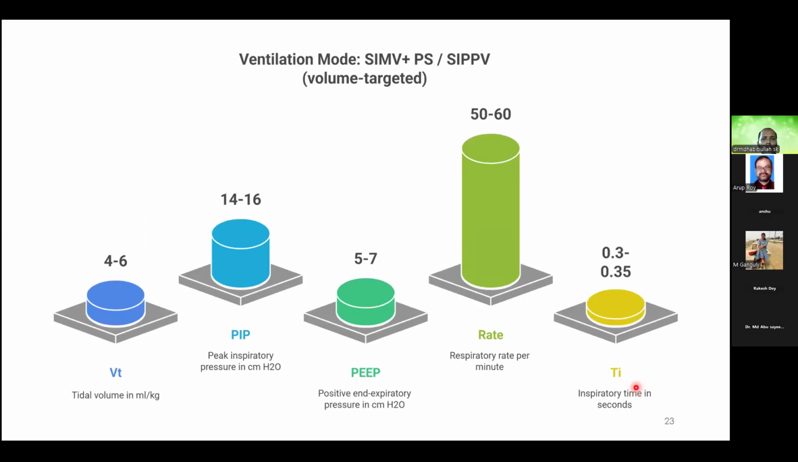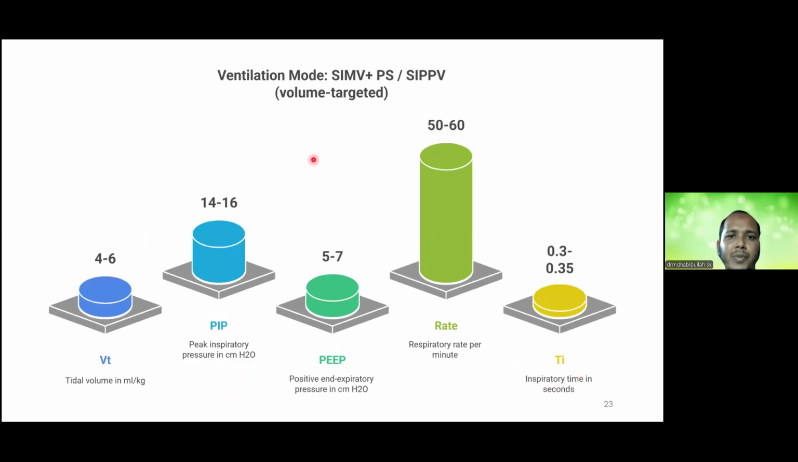So if the baby has severe RDS requiring mechanical ventilation, this will be our setting. The preferred mode is either SIMV with pressure support, or SIPPV, and that should always be volume targeted. That is, we always use a hybrid mode. Start with a tidal volume of 4 to 6 ml per kg.